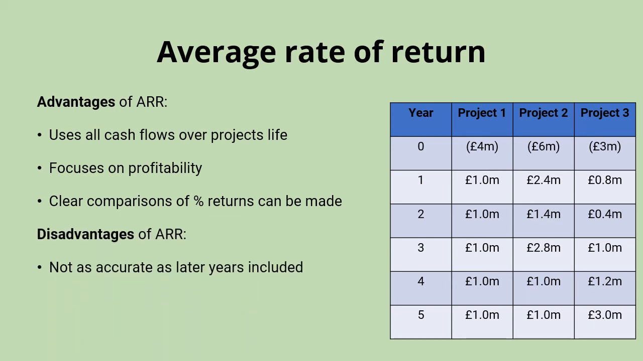On the downside, for average rate of return, you're using all of the cash flows from the project's life, and so that means that later years are less likely to be as accurate because you're making these predictions quite far into the future. And it also means that the timing of the cash flow is ignored. And this is really important, as money in hand for a business immediately is worth a lot more than the promise of money some years into the future.